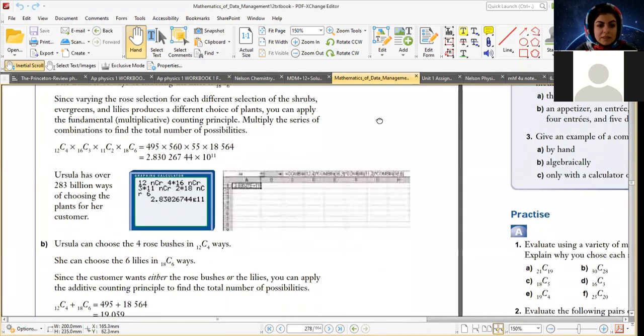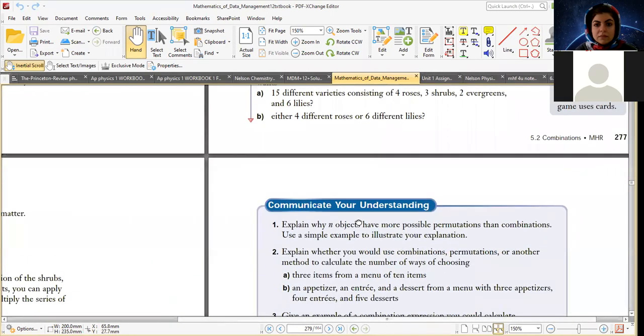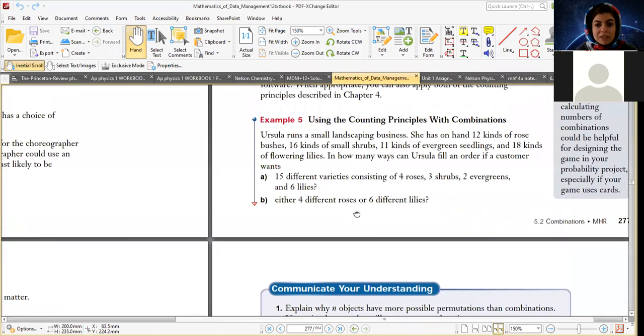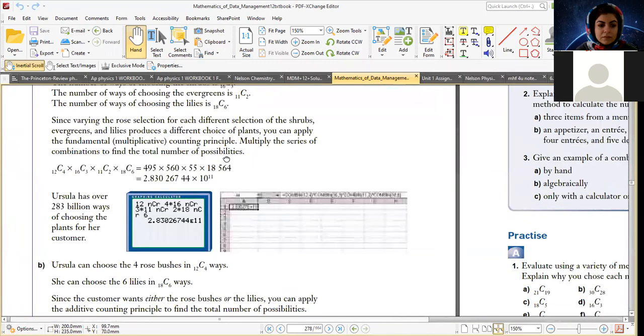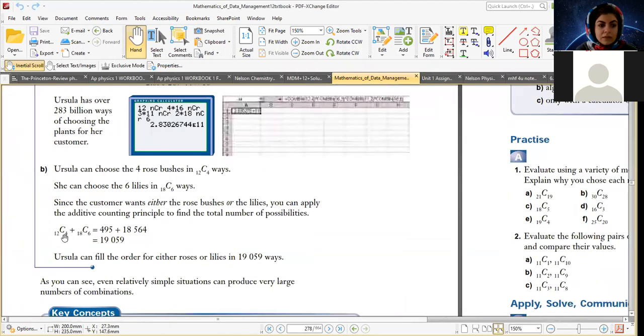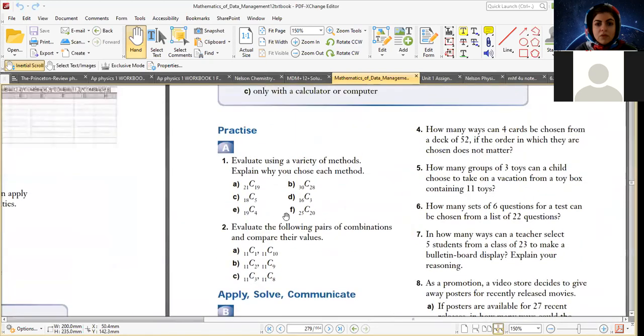So the next one says "or," that's why we add them. It said either 4 different roses or 6 lilies. Roses, how many? 12, means combination of 4 out of 12. And 6 lilies, combination of 6 out of 18. "Or" means you add them. So here, 4 out of 12 plus 6 out of 18, then you do the numbers and add them. Any questions? So do the even questions and check your answer in the manual.